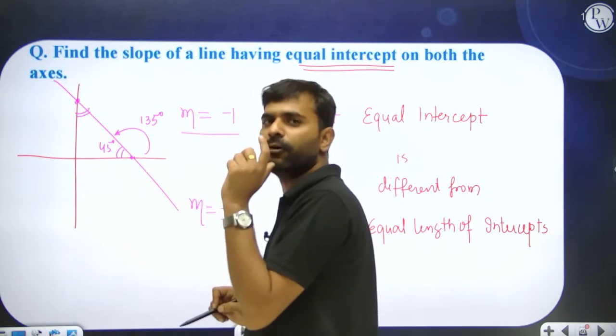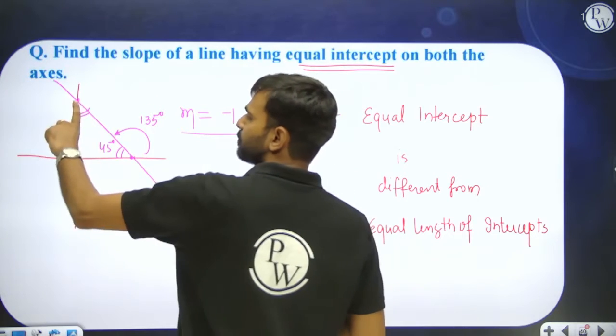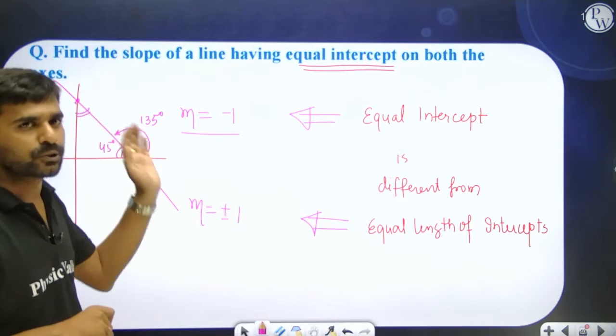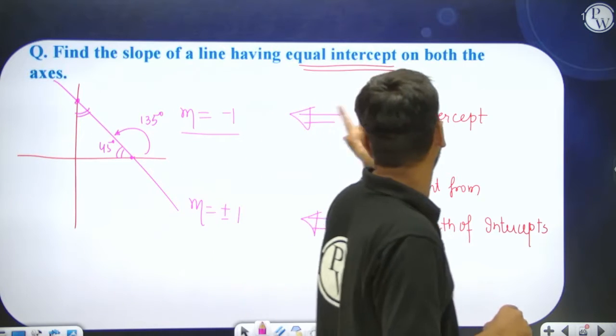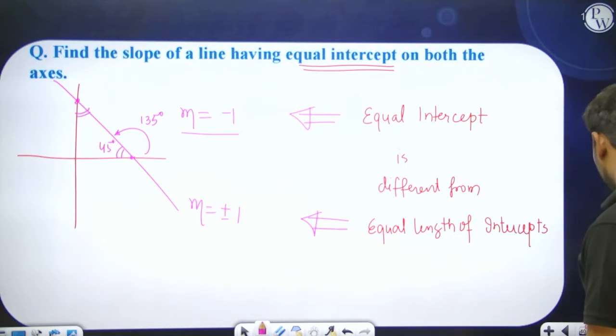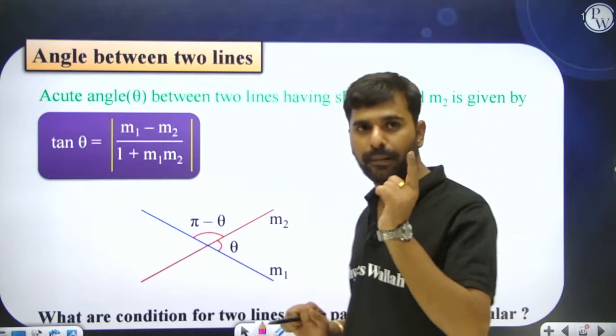So the lengths of the intercepts are equal, and also this is positive, this is positive. So equal intercepts are there. That's why I am saying that the slope will be equal to minus 1 when equal intercepts are given to me. But when equal length of intercepts are given to me, the slope will be equal to plus or minus 1. So do remember this particular thing.